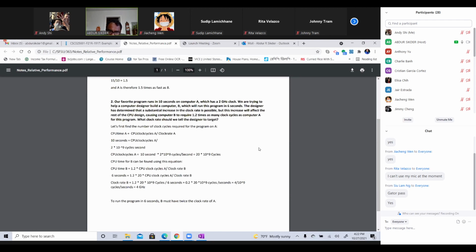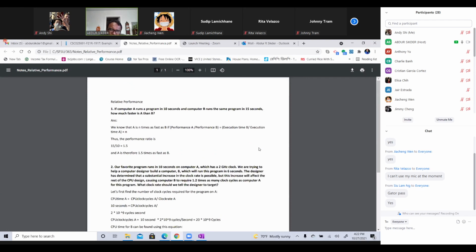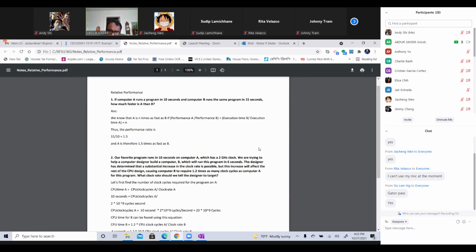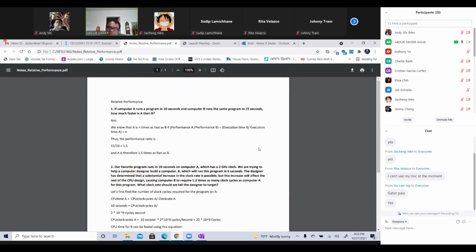To run the program in 6 seconds, B must have twice the clock rate of A. So with 2 gigahertz, now you need 4 gigahertz. So go through these questions 2 times and try to understand this calculation. But I'm not going to test you on this performance calculation. We have other calculations to do. Okay, so that's the chapter.